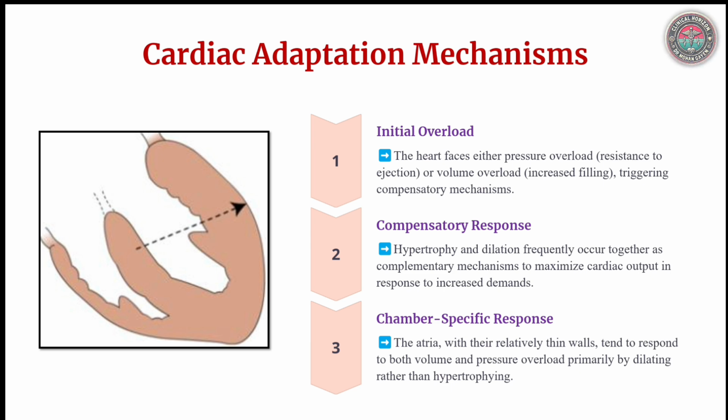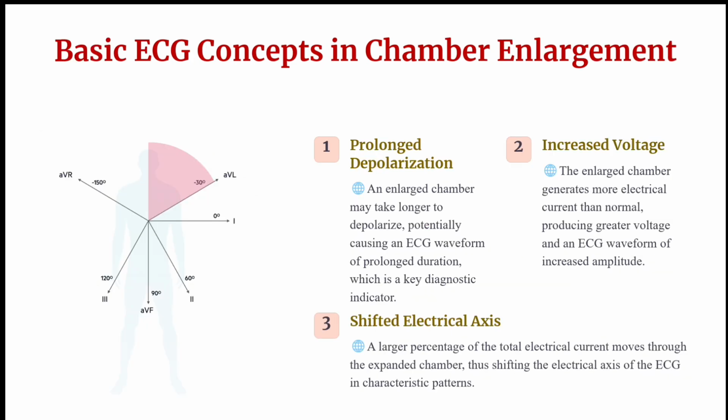Basic ECG concepts. ECG changes in chamber enlargement include prolonged depolarization, that is, wider P waves or QRS complexes. Increased voltage, that means taller P or R waves, and axis shifts reflecting dominant electrical forces. These indicators help differentiate normal variations from pathological enlargement, aiding precise diagnosis.